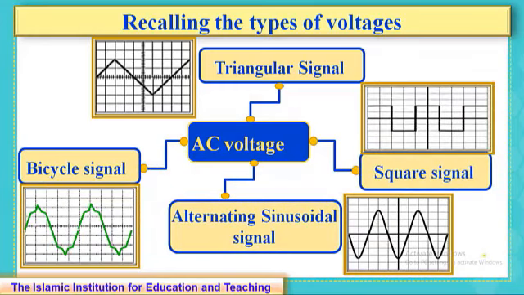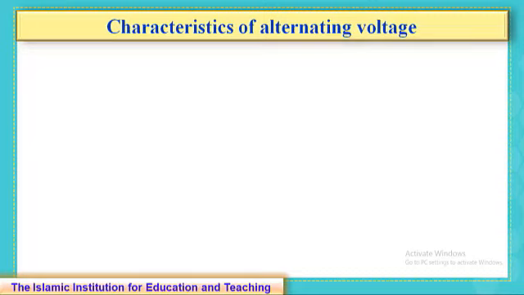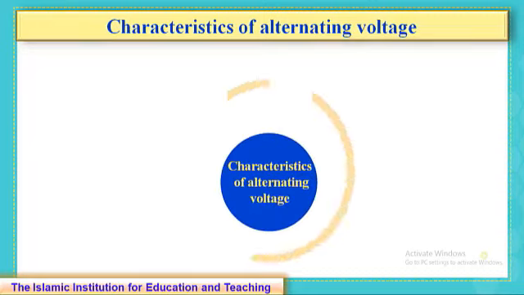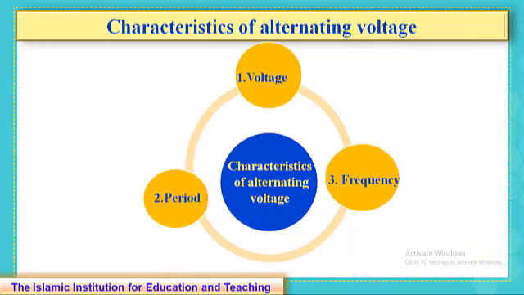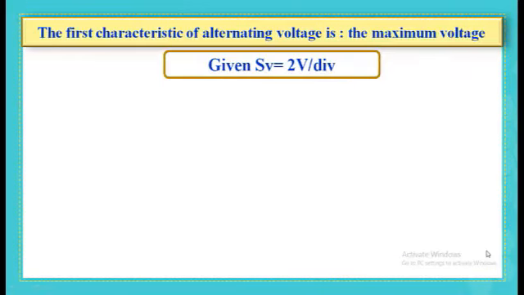What are the characteristics of the alternating voltage? In fact, we have three main characteristics of alternating voltage. We have the voltage, the period, and the frequency. Let's first of all start talking about the voltage. The first characteristic of alternating voltage is the maximum voltage, given the vertical sensitivity SV equals 2 volt per division.